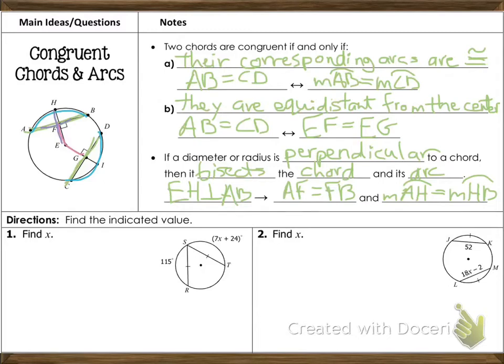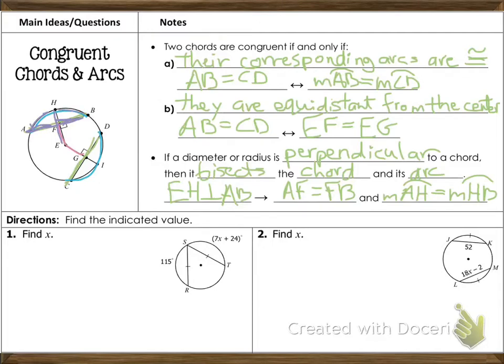And if it's being bisected, that means it's being cut in half. So AF and FB, these two little halves, are going to be equal to each other. And also, the measures of arc AH and HB are going to be equal, so even the little half arcs are going to be equal. So let's do some examples.